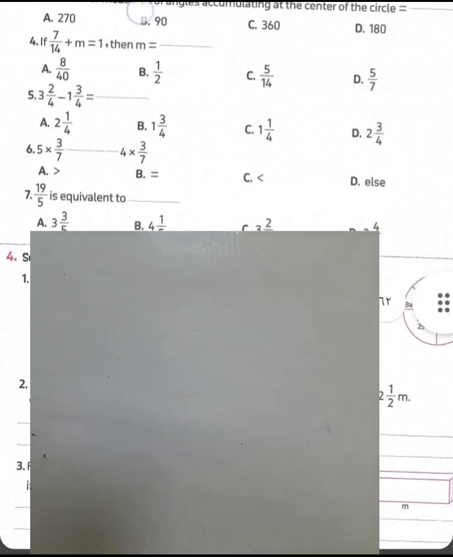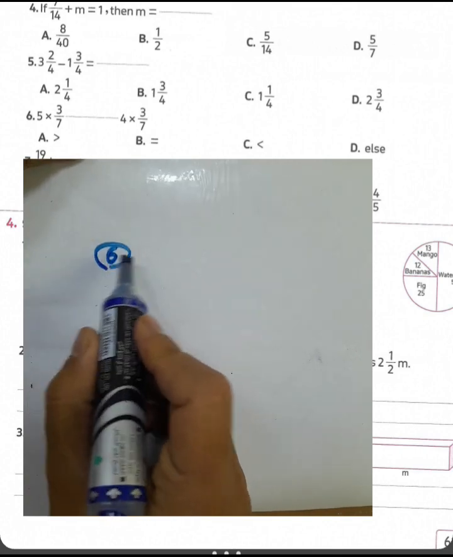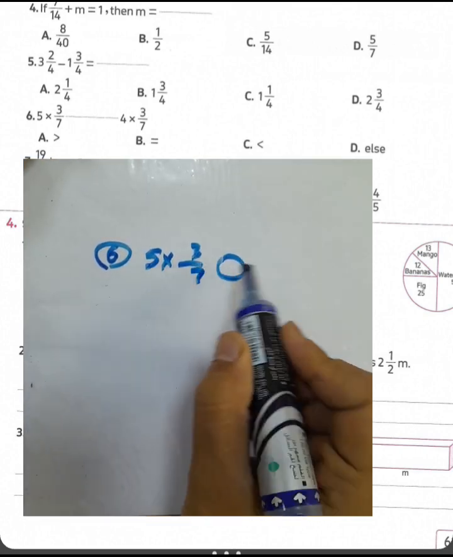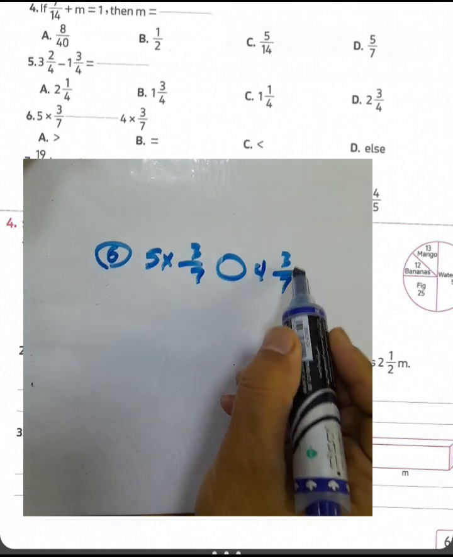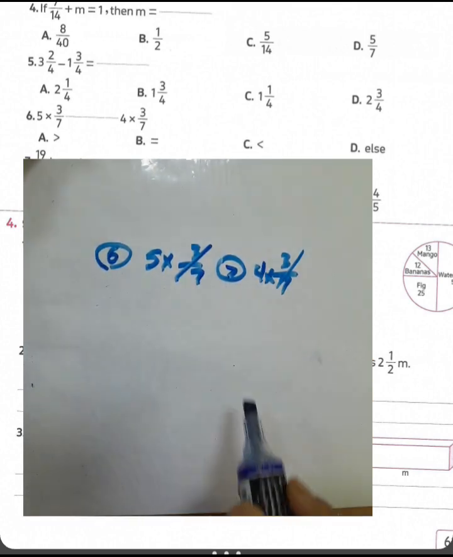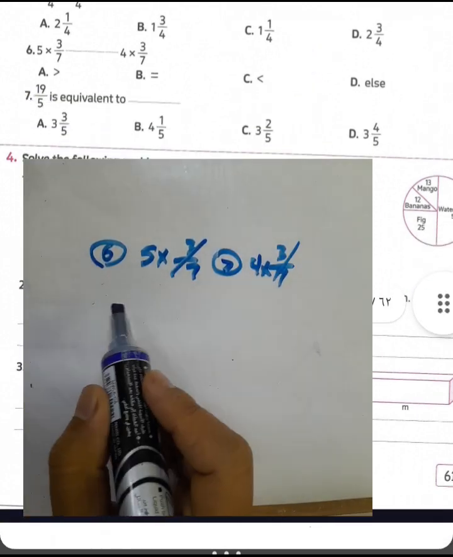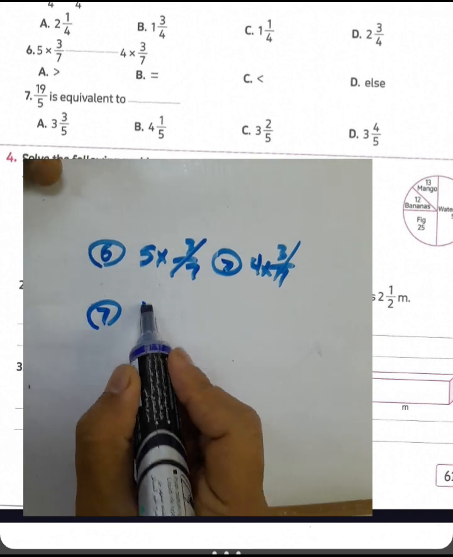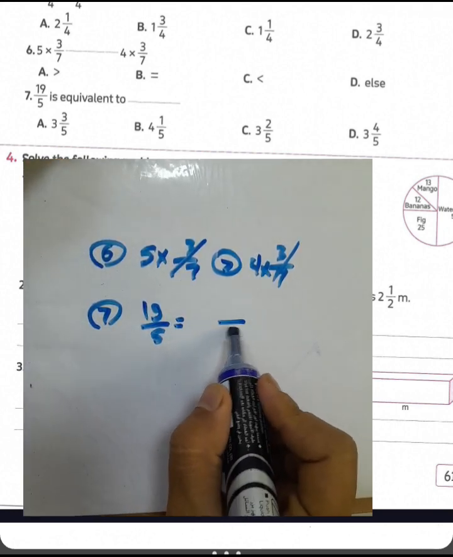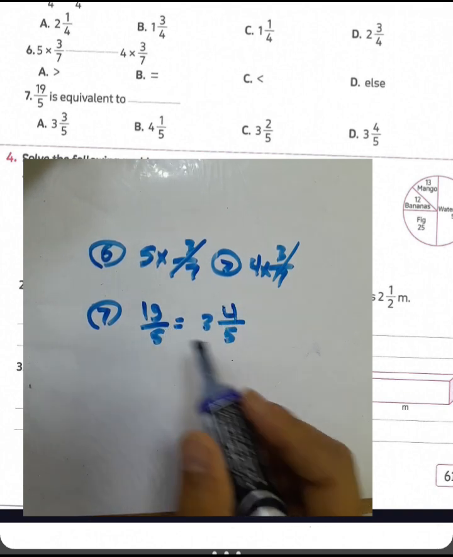Next example, question number 6. 5 times 3/7 or 4 times 3/7. We have a comparison between two numbers, then 5 is greater than 4. Question number 7. 19 over 5 is equivalent to, write 5 in the denominator, and 3 times 5 equals 15. 15 plus 4 equals 19.